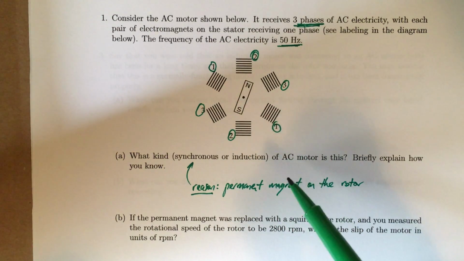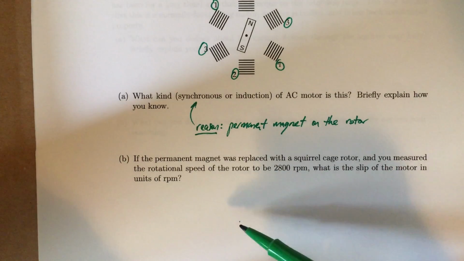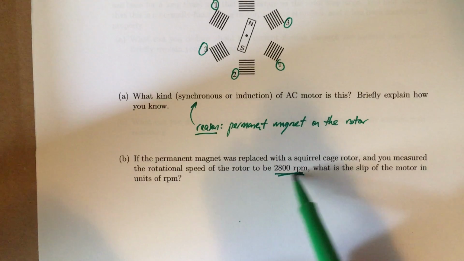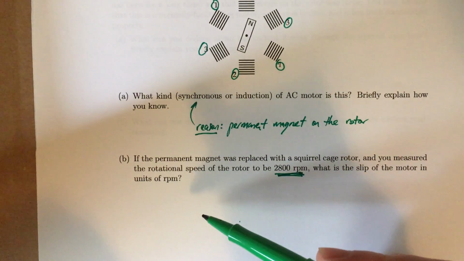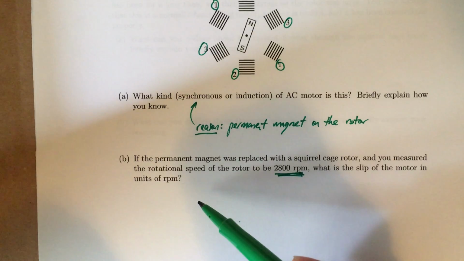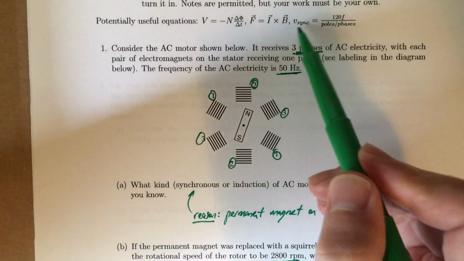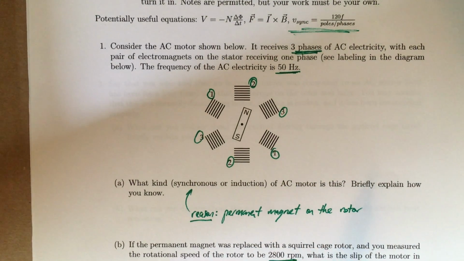All right. So if the permanent magnet was replaced with a squirrel cage rotor and you measured the rotational speed of the rotor to be 2,800 RPM, what is the slip of the motor in units of RPM? All right, so that brings us to the third equation in the useful equations bank here. That's this guy. All right, that's telling us what the synchronous speed of a motor would be.